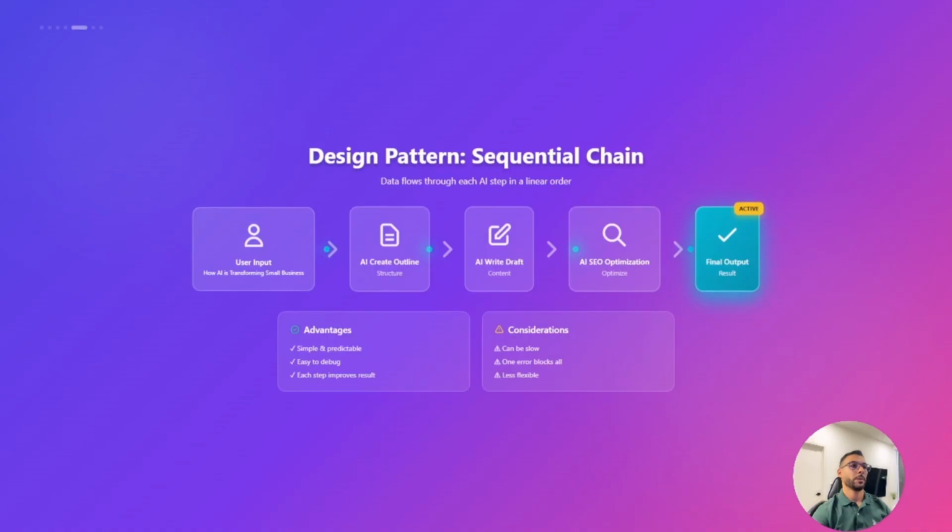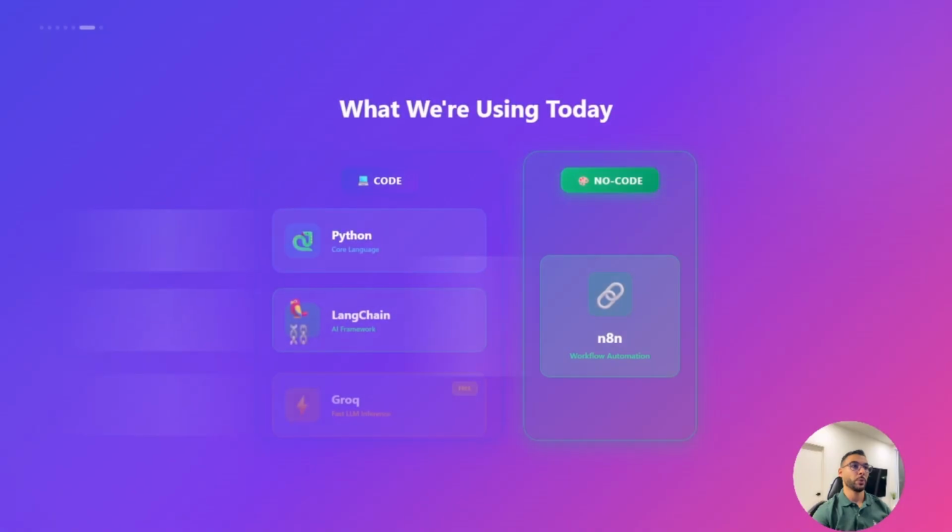Now that you understand the theory, let's build a real one. I'm going to show you a real sequential pattern implementation for a blog post generator. It takes a topic as an input and produces a complete SEO optimized blog post. We will be using only 3 sequential steps. To implement this sequential blog post generator, we will be using 2 approaches, code and no code.